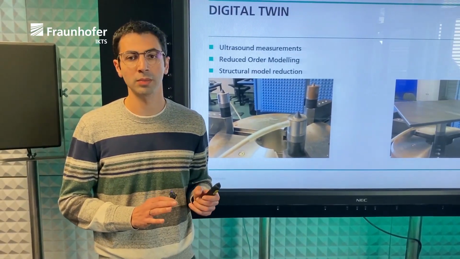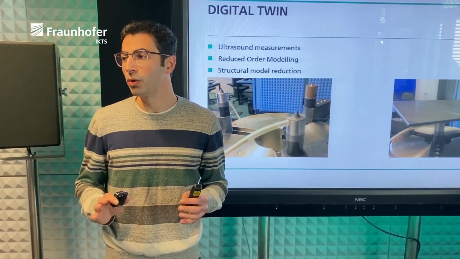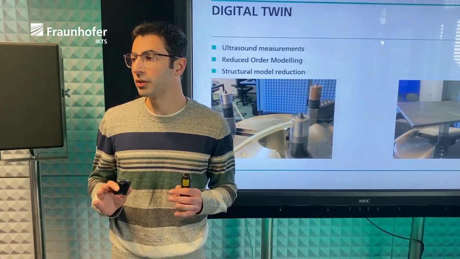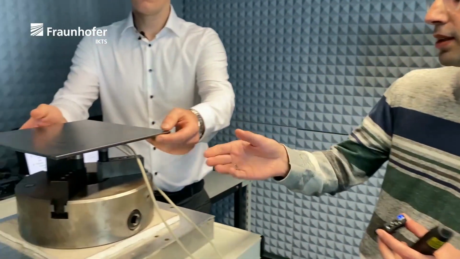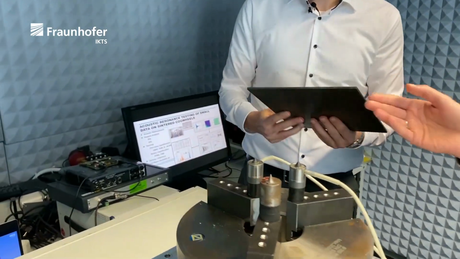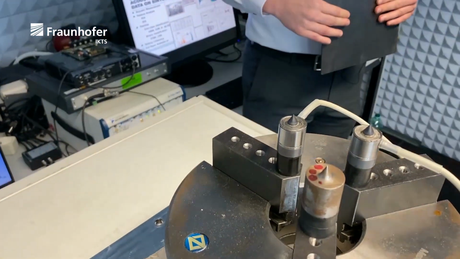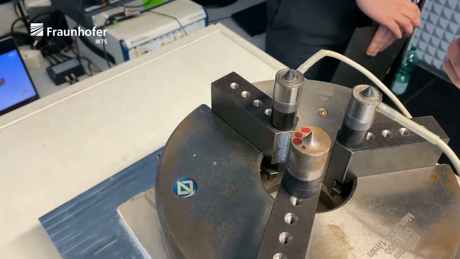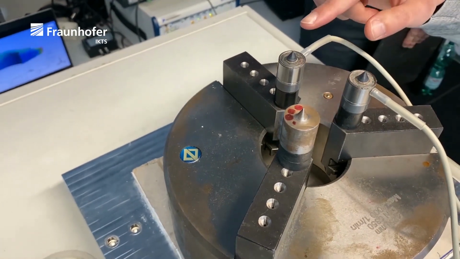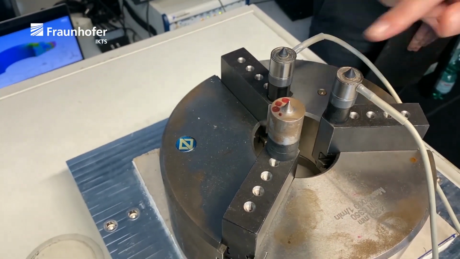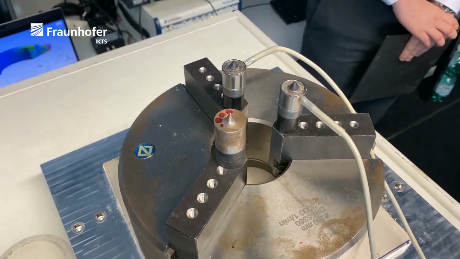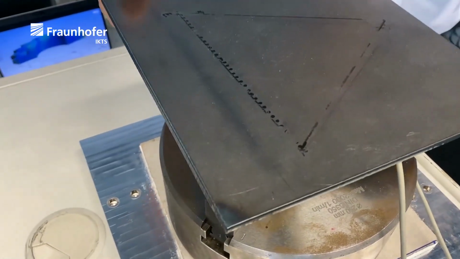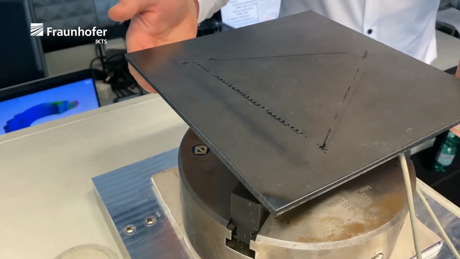I will show a very simple example on ultrasound signal propagation of a plate. I'd like to show first this experimental setup. We have one sender and one receiver, and the third needle is passive. It doesn't do anything other than support the plate. So now we lay the plate on it.